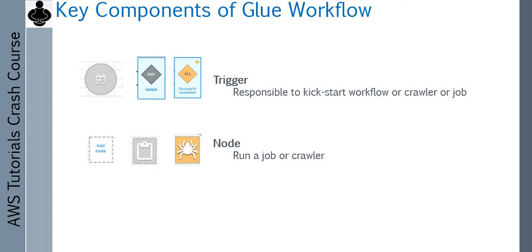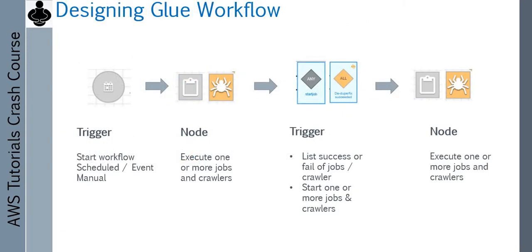So let's see how this pipeline configuration might look. This is just one example. Generally when you're starting a workflow, you start with a trigger, because you need to start your workflow. And this trigger can start a workflow based on a schedule, or based on an event, or even manually. So these are the three mechanisms you can use to kickstart your workflow. And then this workflow can call a node, and that node can execute either a crawler or a glue job.